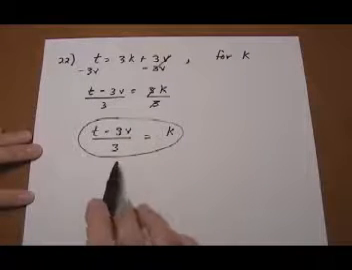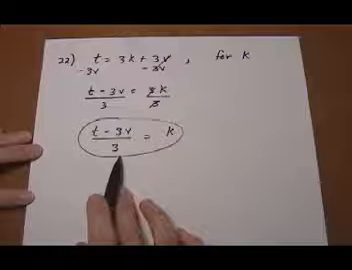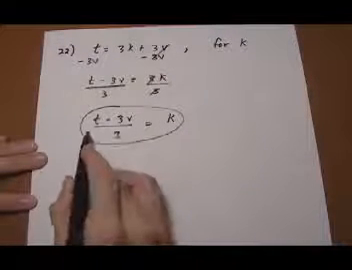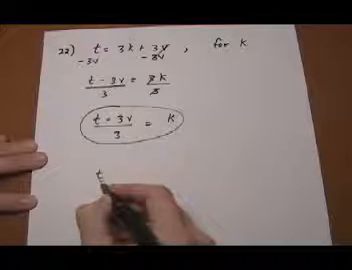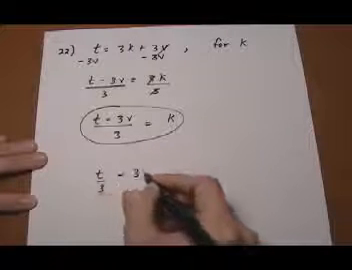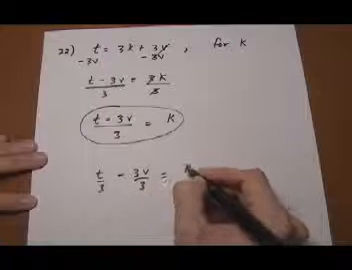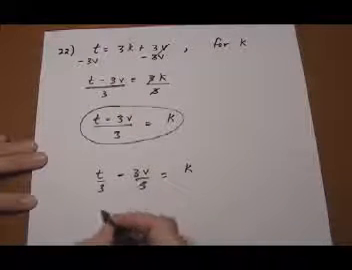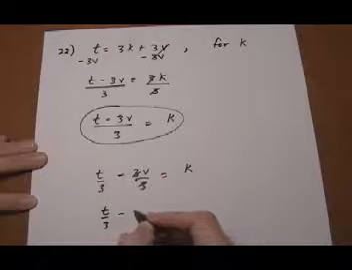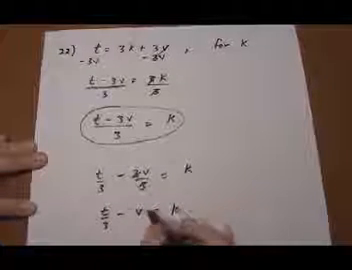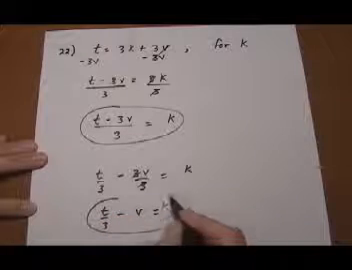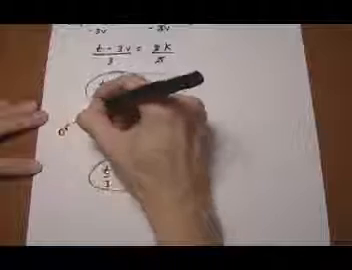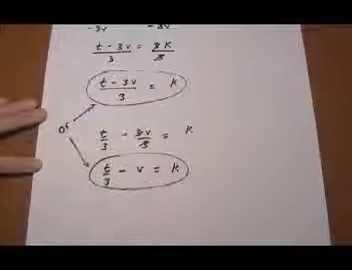And we might write the answer in a different format. This is fine to stop right here. But we could also give this 3, the denominator, to each numerator separately, which would be T over 3 minus 3V over 3 equals K. And the 3's would cancel out here. So T over 3 minus V equals K. All right, so either one of these solutions is correct.